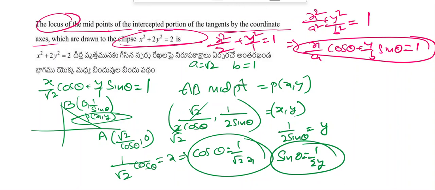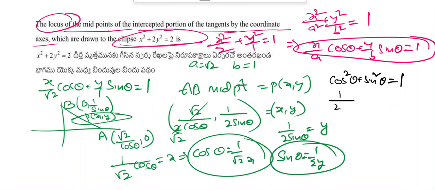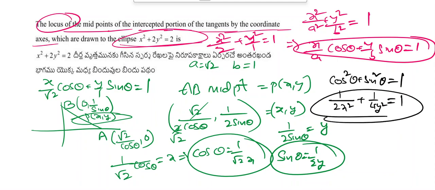So for the locus, this is the formula. You know that for cos theta and sin theta, we know that cos square theta plus sin square theta is equal to 1. Here squaring cos square theta, that is 2x square, plus sin square theta, 4y square, is equal to 1. This is the locus of midpoints of the tangents.